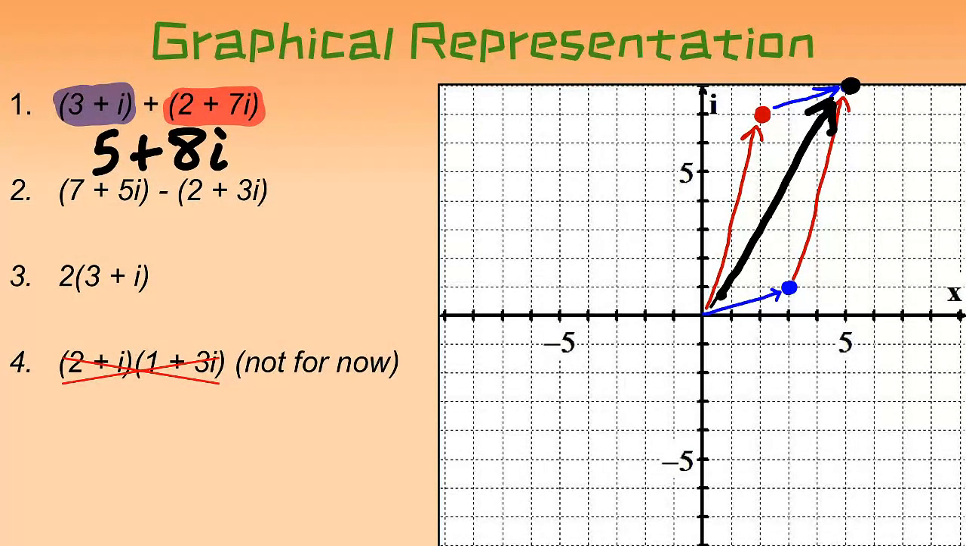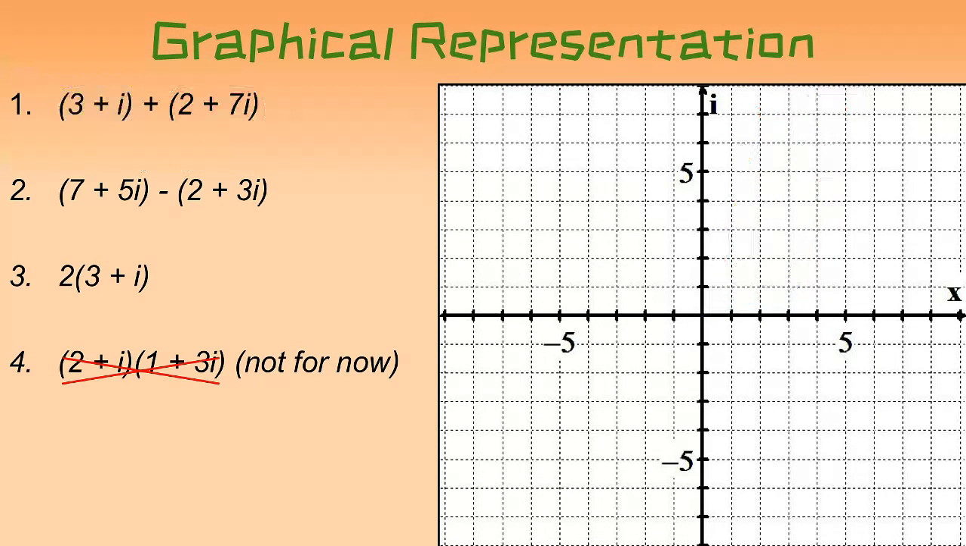All right. So 7 plus, I'm going to actually copy this. Did I do it here? Yeah. So we have the 7 plus 5i and the 2 plus 3i. Notice that here we're subtracting. So the 7 plus 5i, whoops, I want blue, it's right there.